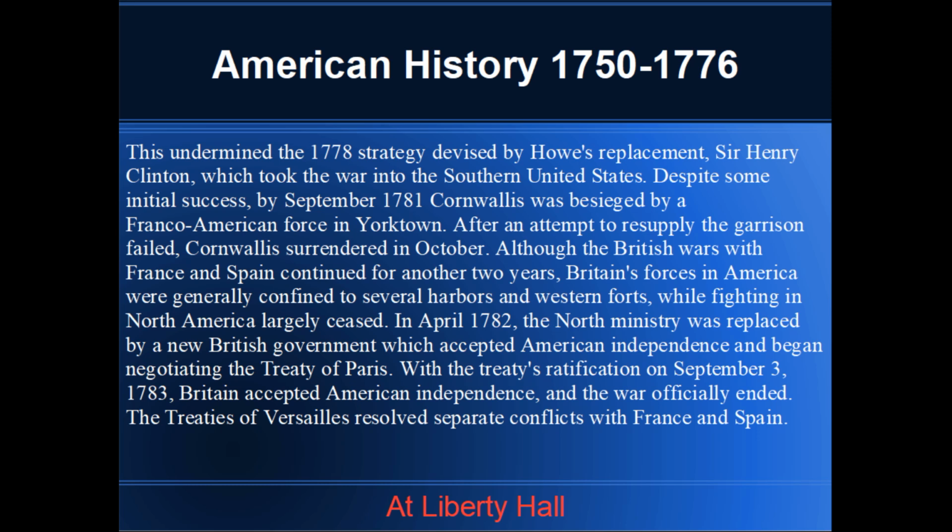Although the British wars with France and Spain continued for another 2 years, Britain's forces in America were generally confined to several harbors and western forts, while fighting in North America largely ceased. In April 1782, the North Ministry was replaced by a new British government, which accepted American independence and began negotiating the Treaty of Paris. With the treaty's ratification on September 3, 1783, Britain accepted American independence, and the war officially ended. The treaties of Versailles resolved separate conflicts with France and Spain.